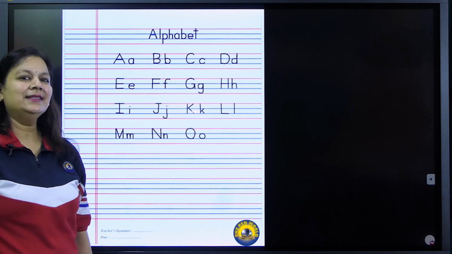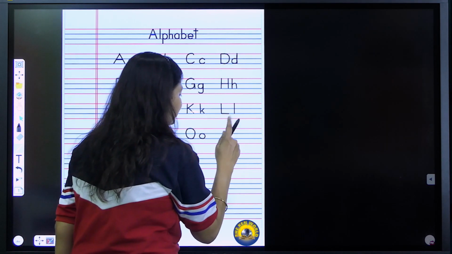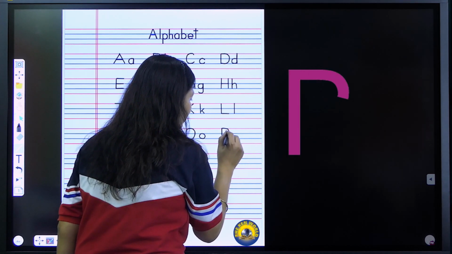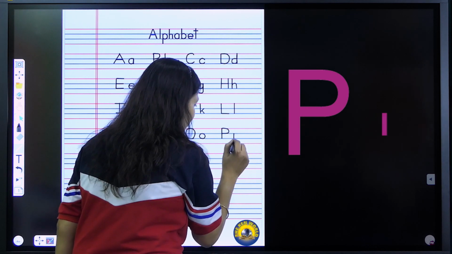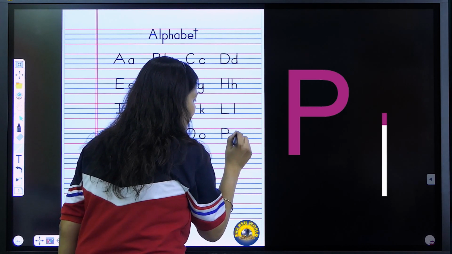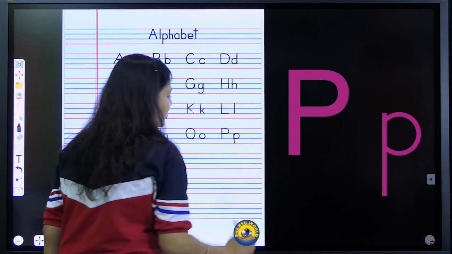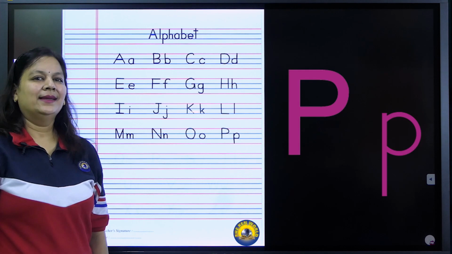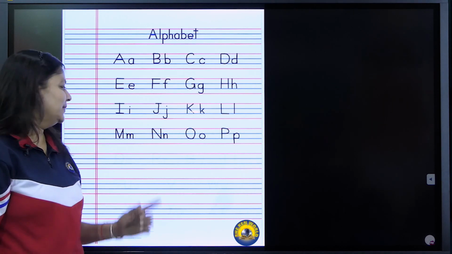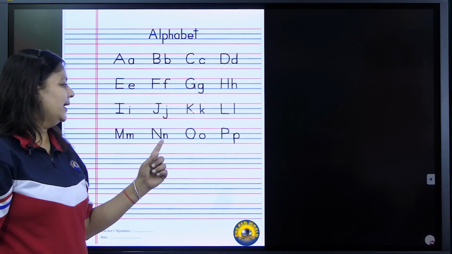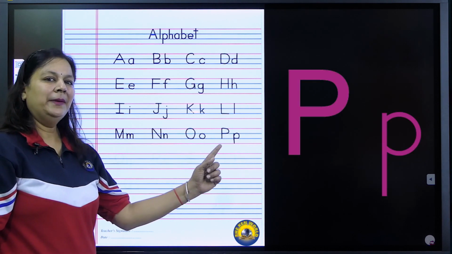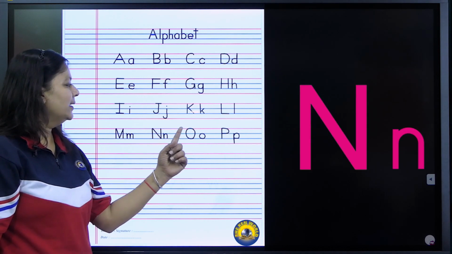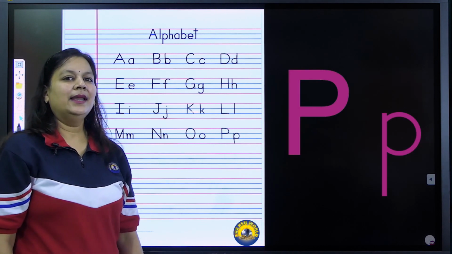The next letter is P. Uppercase P, lowercase P. Speak with me. P, P, P. Let's revise. M, N, O, P. Practice for one more time. M, N, O, P. Let's move forward.